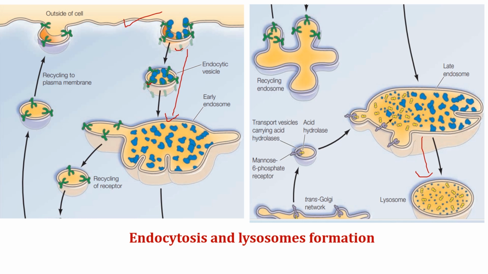Now the transport vesicle, here it is the trans-Golgi network. These transport vesicles contain the acid hydrolase enzymes, which fuse with the late endosome and mature into the lysosome. So the lysosome has the full complement of lysosomal enzymes. This is how lysosome formation happens by the endocytosis process.